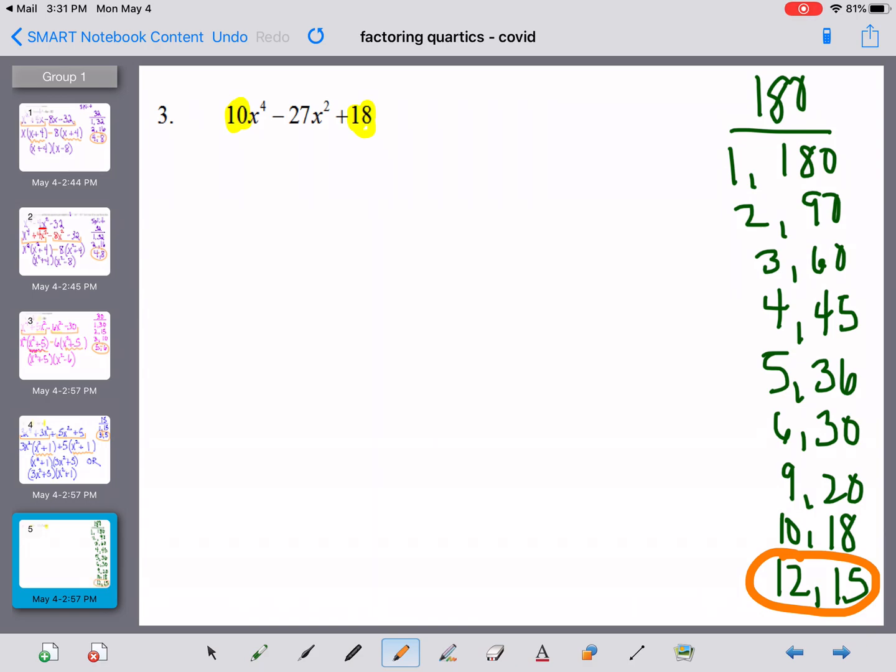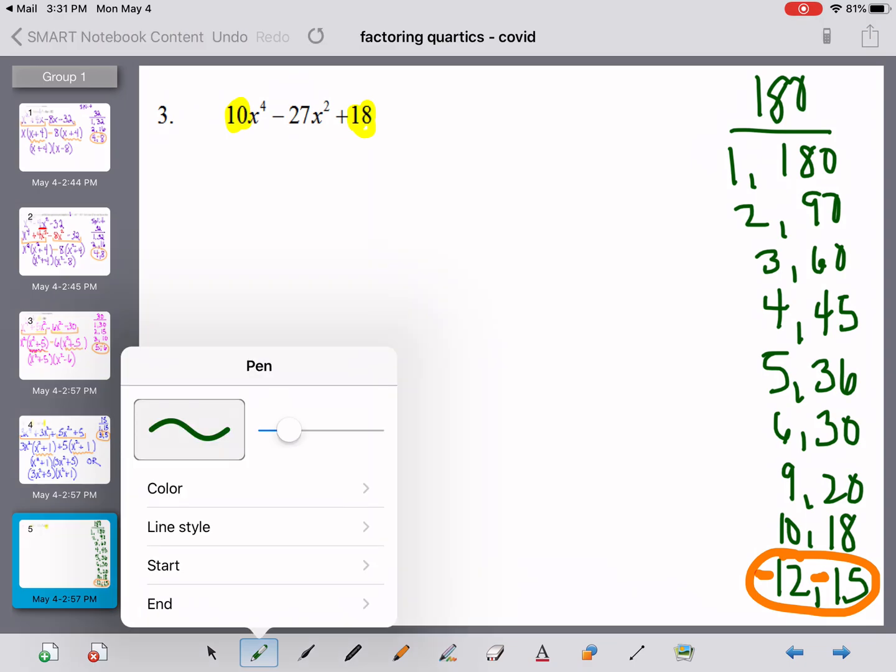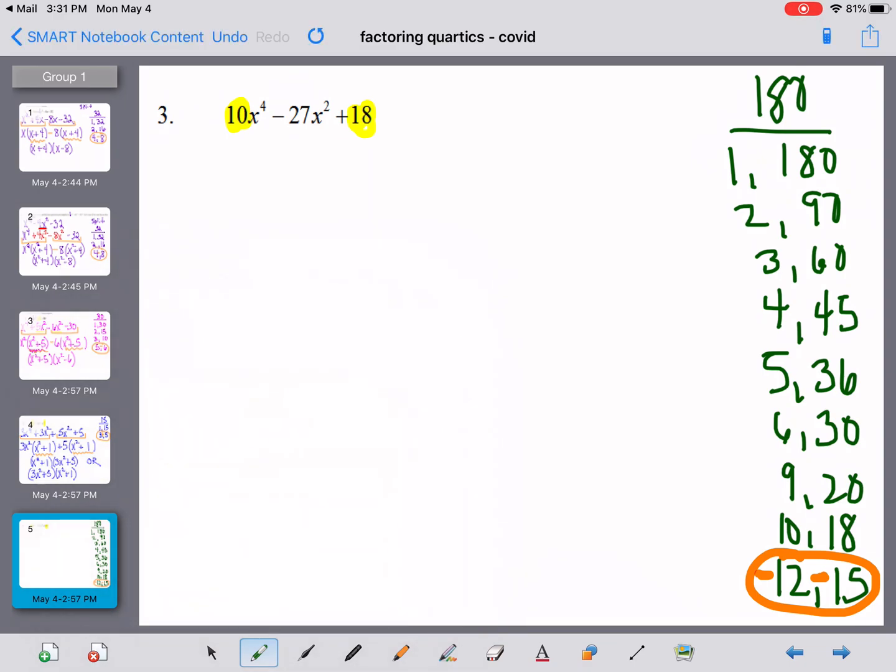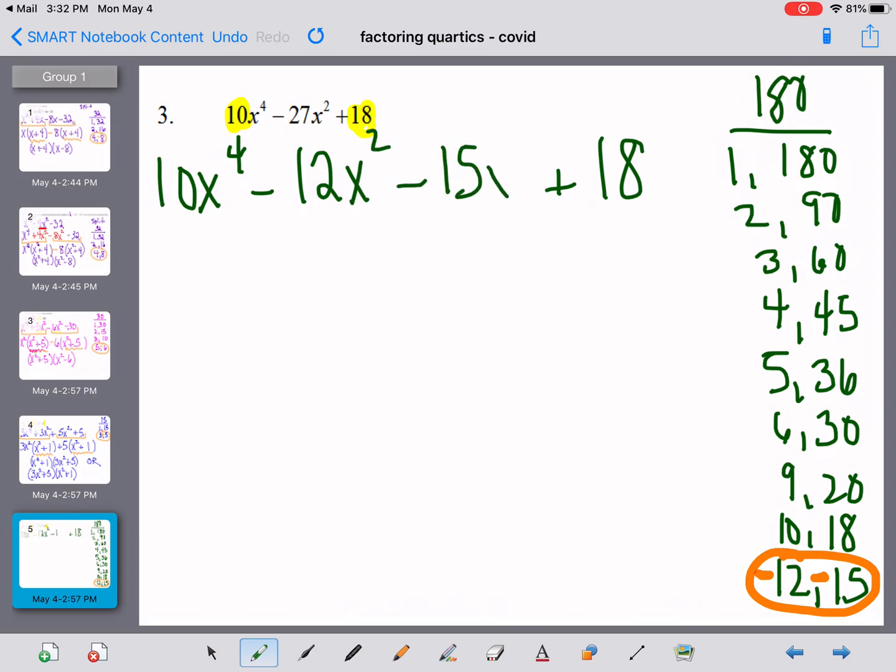And in fact, what we have to do is we have to end up with negative 27. So this is going to be negative 12 and negative 15. But we're splitting the middle, and the middle term has an x squared in it. So when we work with this, we've got 10x to the fourth, and we've got 18. And then it's going to be minus 12x squared minus 15x squared. By the way, you could have had minus 15x squared first and minus 12x squared second. It won't make any difference. Here's your group. Here's your group.